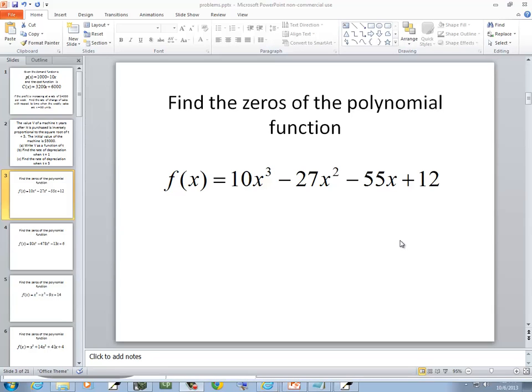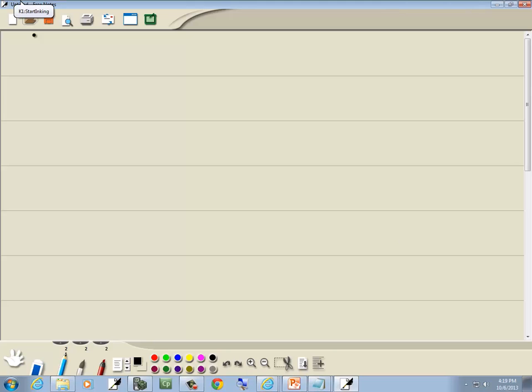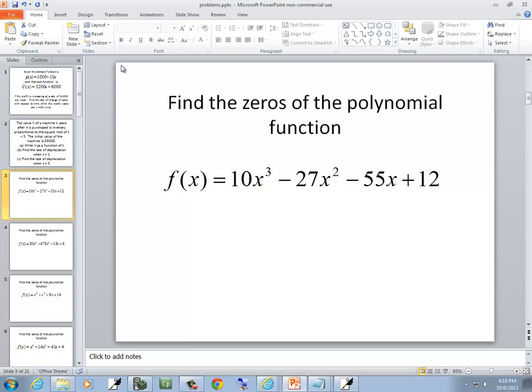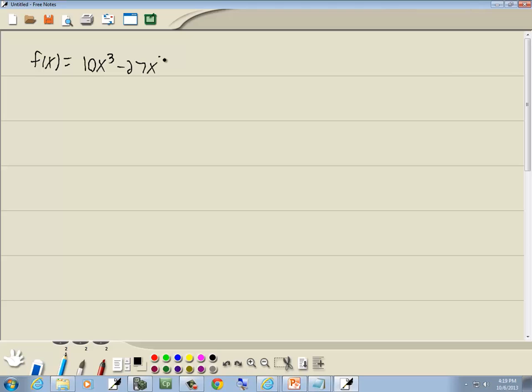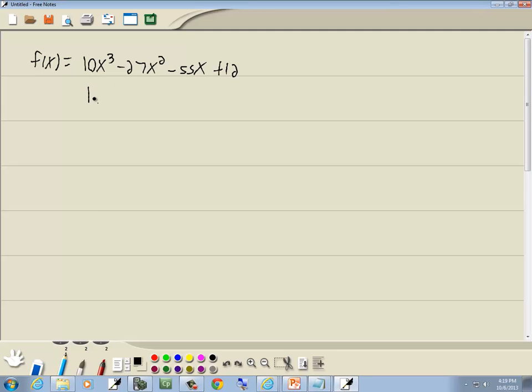In this problem, we want to find the zeros of the polynomial function. So we've got f of x is equal to 10x to the third minus 27x squared minus 55x plus 12. Now find the zeros. That means we're going to set this equal to zero and solve it. So we've got 10x to the third minus 27x squared minus 55x plus 12 is equal to 0.